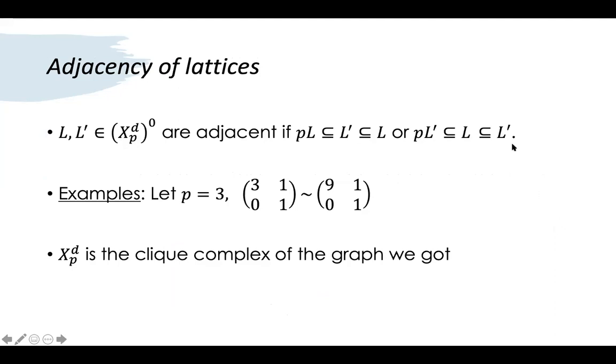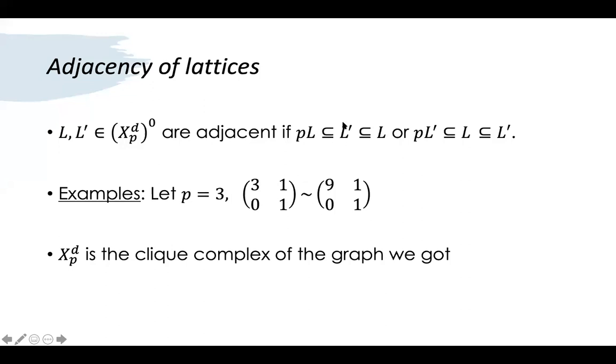So now we want to create a graph. We started with vertices, and now we want to say when two vertices are adjacent to one another. So you take two vertices of the building, and I'll take here the primitive representatives. When I write L and L prime are in this set, I mean not any representative of the homotopy class, but the primitive one. And I claim that they are adjacent if one of the following conditions holds.